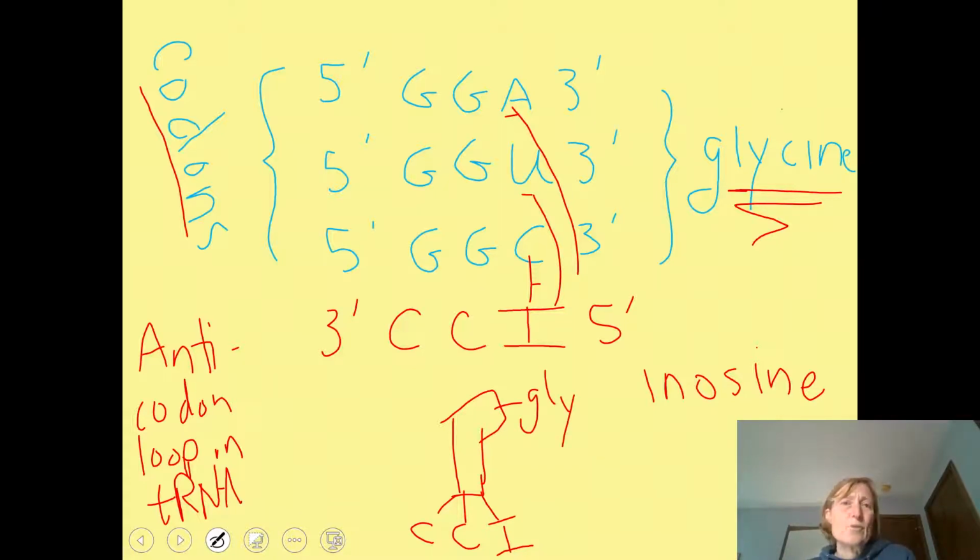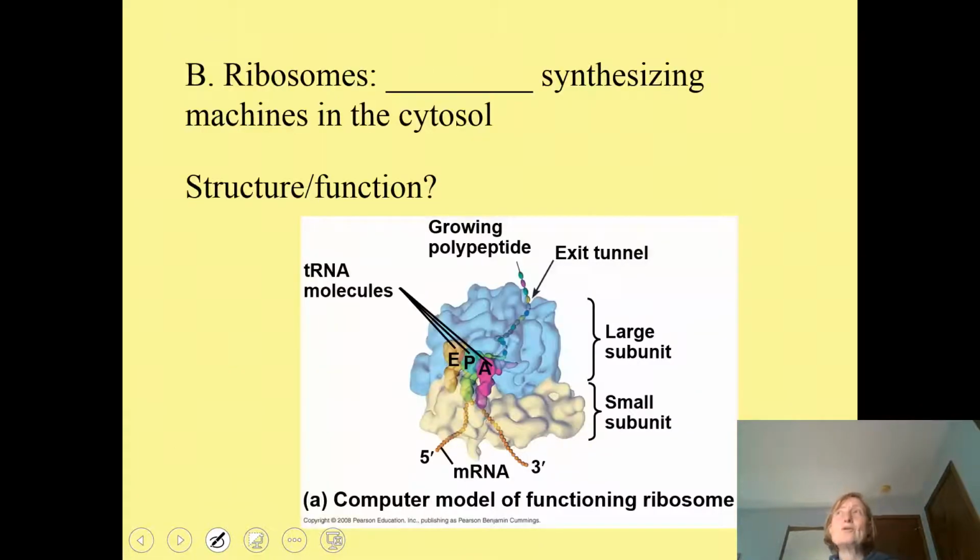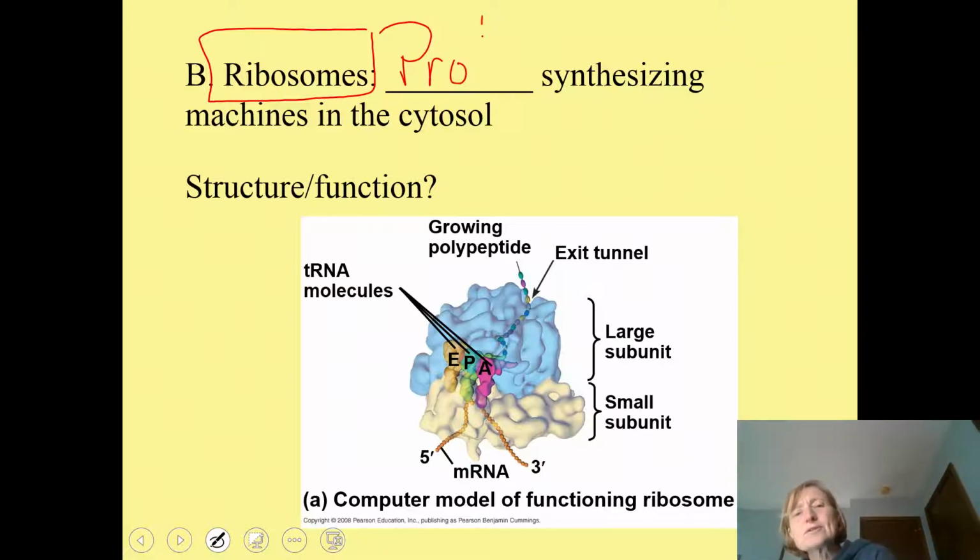That's what happens with the wobble hypothesis. Okay, so now we know that there are these tRNA molecules that can recognize codons and bring in the appropriate amino acid. But we also need a place for this to happen. And if you remember from chapter 6, we learned that ribosomes are the protein synthesizing machines in the cytosol, right? Well, it turns out that we need ribosomes to synthesize these proteins. They're like the factory where this happens.